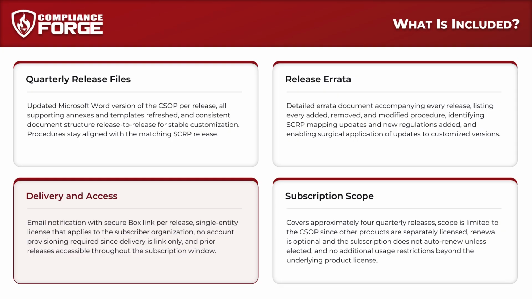Delivery and access. An email notification with a secure box link per release, under a single entity license. No account provisioning is required, and prior releases remain accessible throughout the subscription window. And the subscription scope. Approximately 4 quarterly releases, limited to the CSOP. If you also own other ComplianceForge products, such as the SCRP, the RMP, or the VPMP, those are updated under their own individual product update processes.